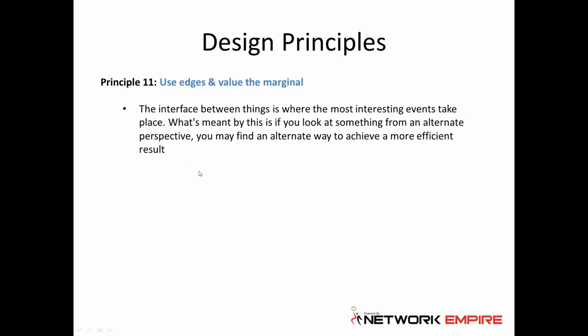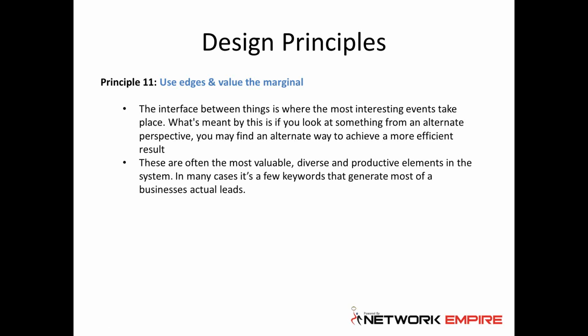Now, what we're going to do here is, with the edges and the value margins, it's the interface between things where most interesting events take place. And what's meant by this is if you look at something from an alternative perspective, you may find an alternative way to achieve a more efficient result. So often, taking something on head-on is not always the best choice. You might take a different keyword and come from the side and get into that same market from a different perspective. Okay, so this is why we're going to look at the edges and we'll see what's going on in the margins, and we're going to sort of understand and be aware, is there a better way to actually communicate this message? Does this message actually speak directly to the pain, or does this other word actually give us a better in and help us address the conversation more effectively? Okay. Now, these are often the most valuable, diverse, and productive elements in the system.